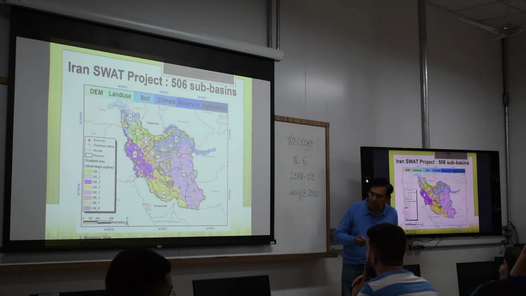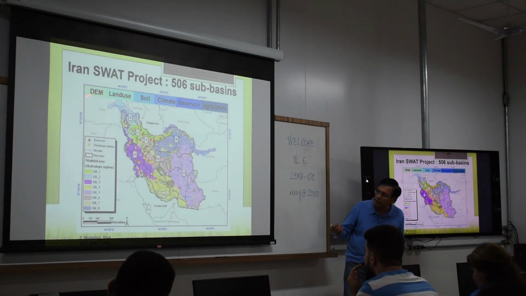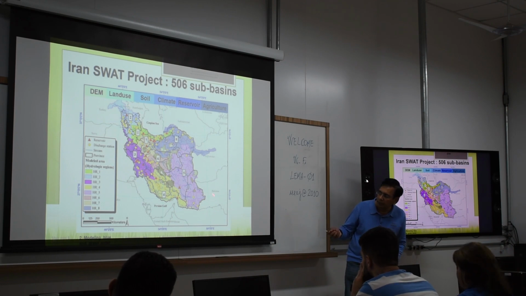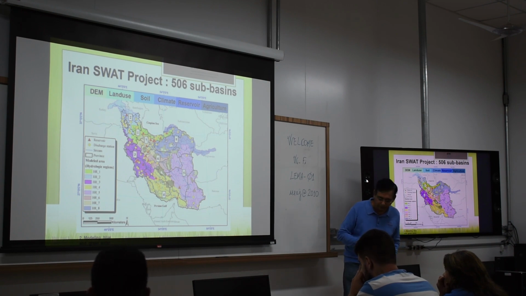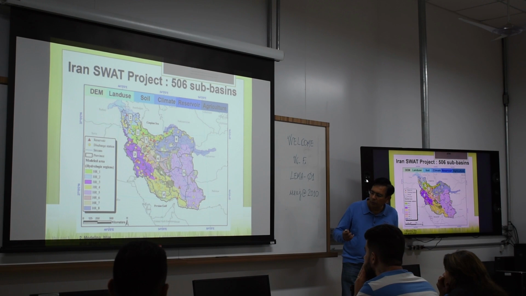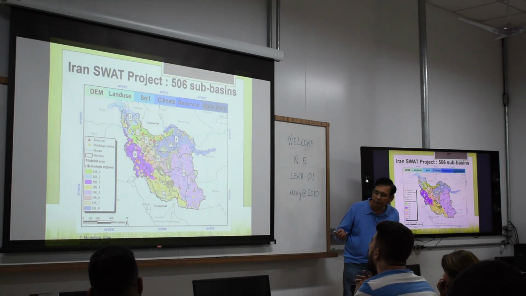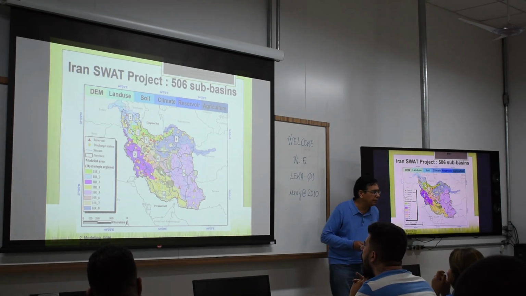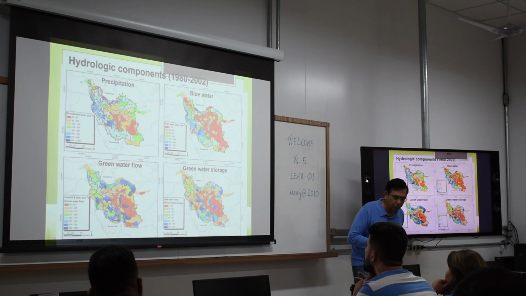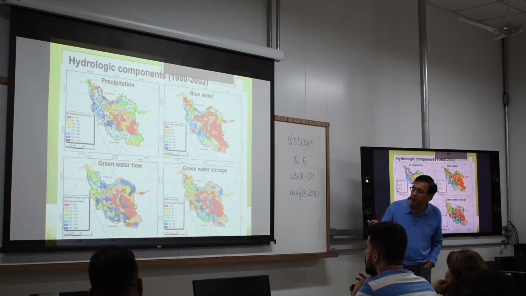This is the country of Iran, surrounded by Afghanistan here, Pakistan here, Persian Gulf, Iraq, Turkey, Syria, and so on. We divided the watersheds into 8 major river basins, and we modeled every one of them, and we have a calibrated model. This shows you how much is the precipitation, how much is the blue water, the green water flow, and the green water storage.